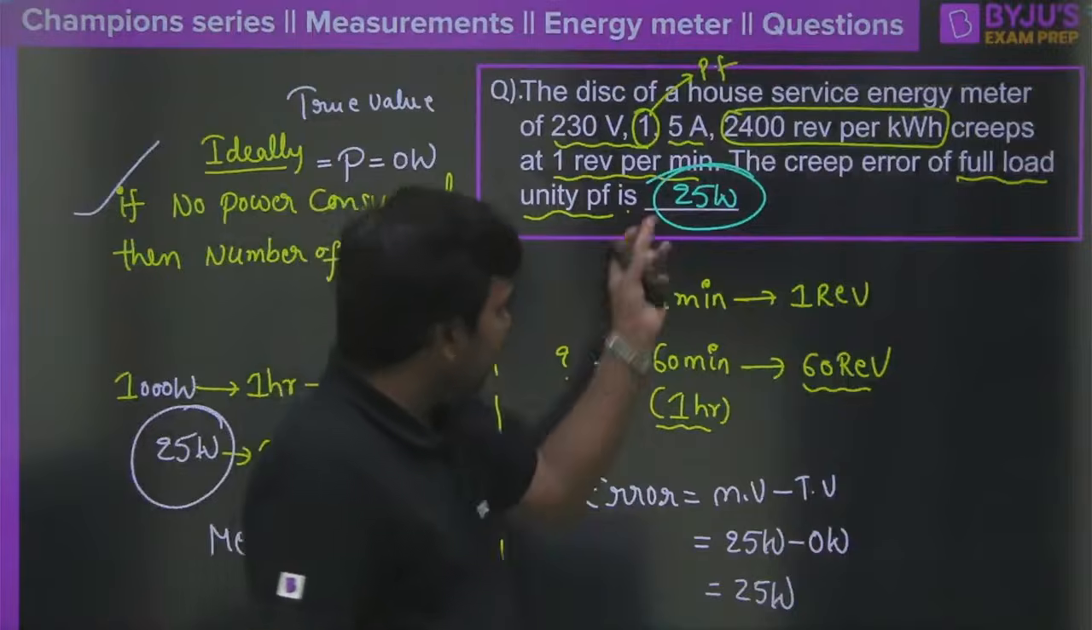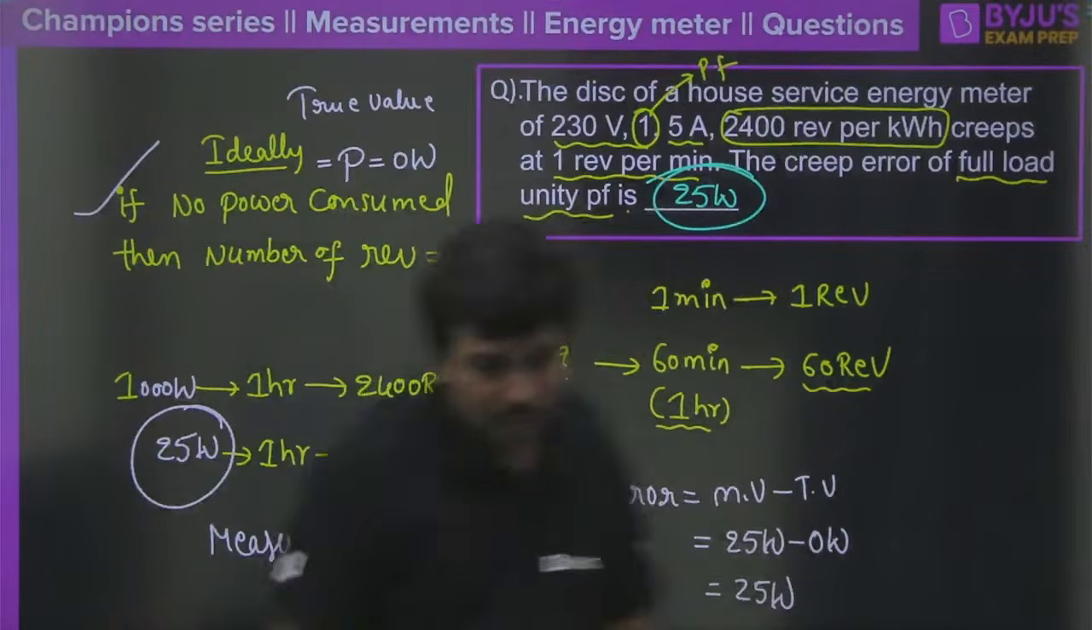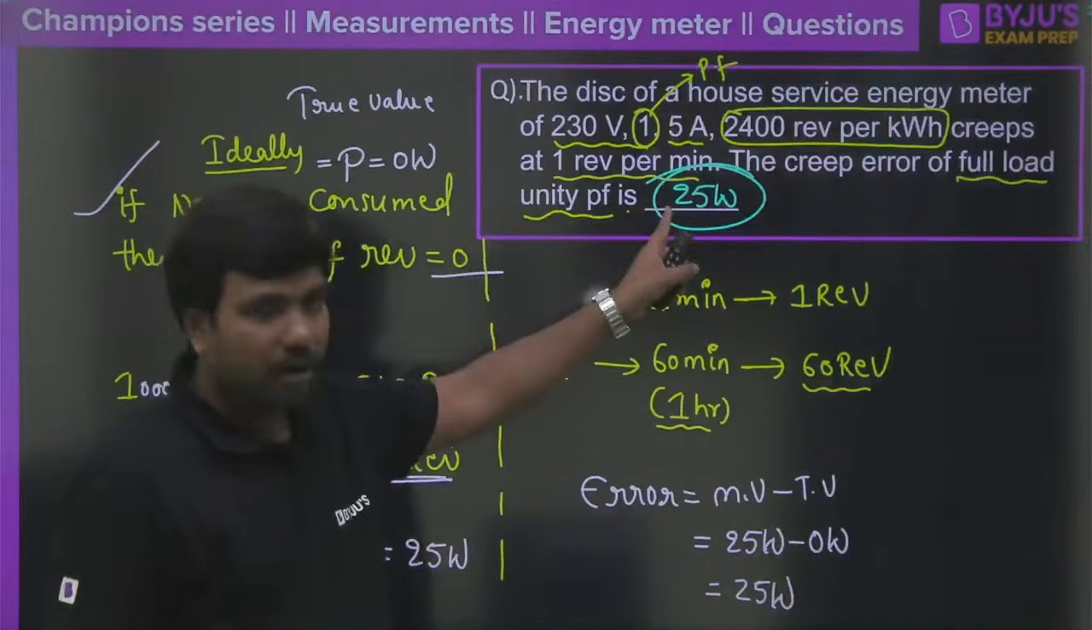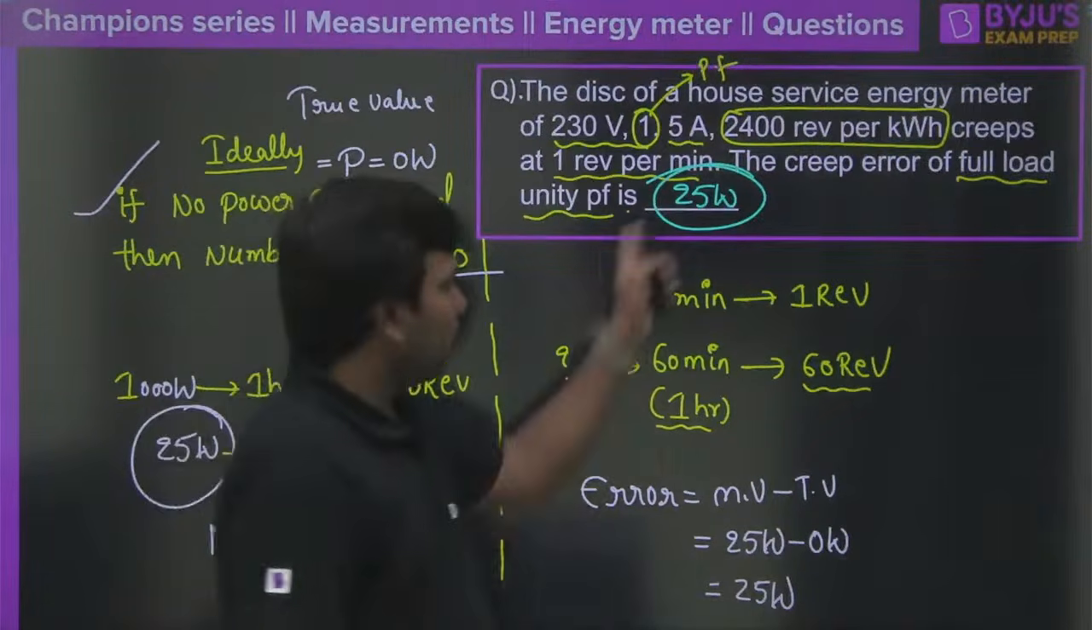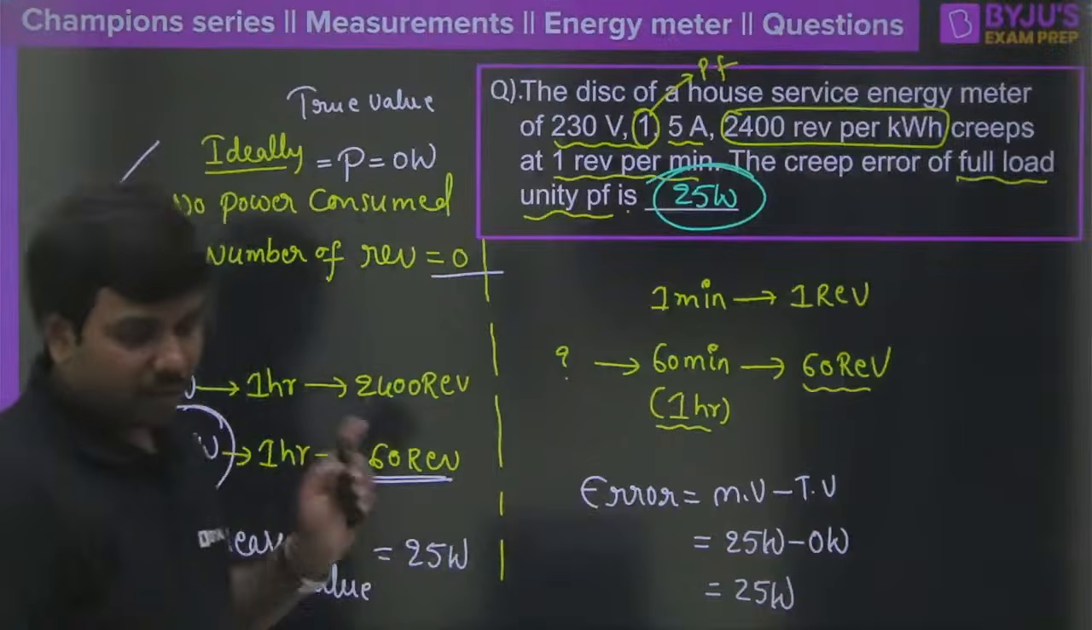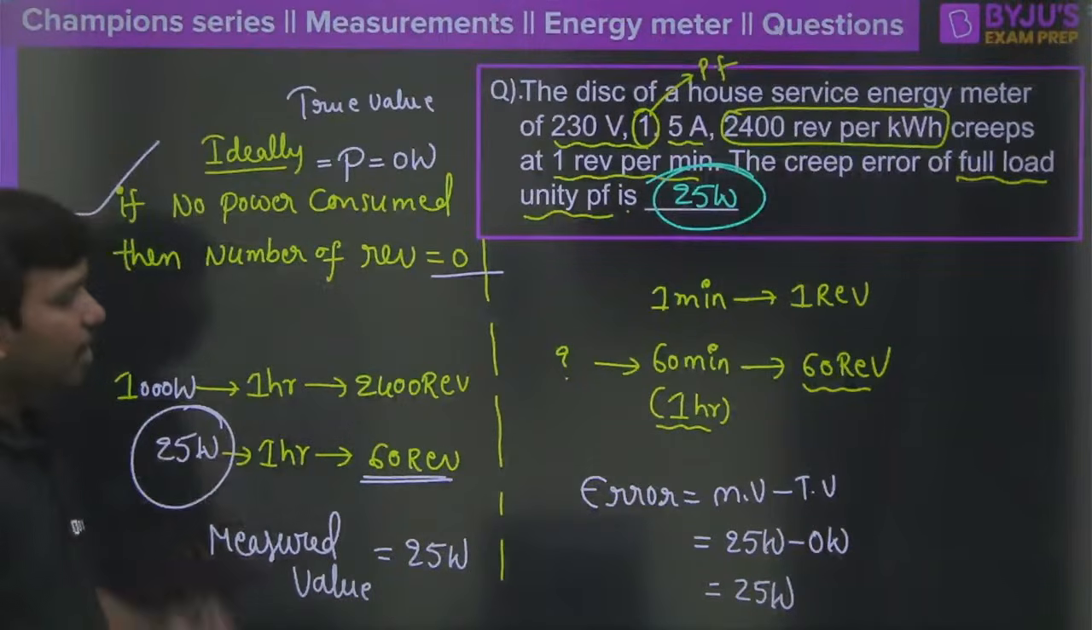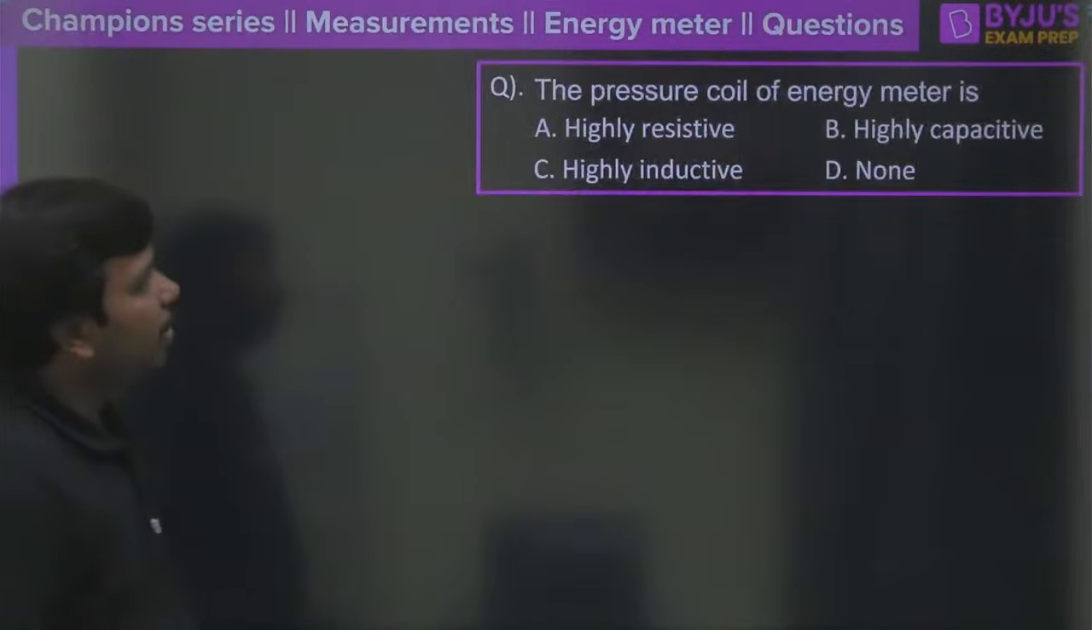Soumyabal, is it clear to you? Because you are not responding to this question. Or any doubt here, or is it clear? Please tell me here. Yes. Okay, good. So 25 watt is the correct answer for this question, and that is called a creeping error. Now moving ahead to the next question.